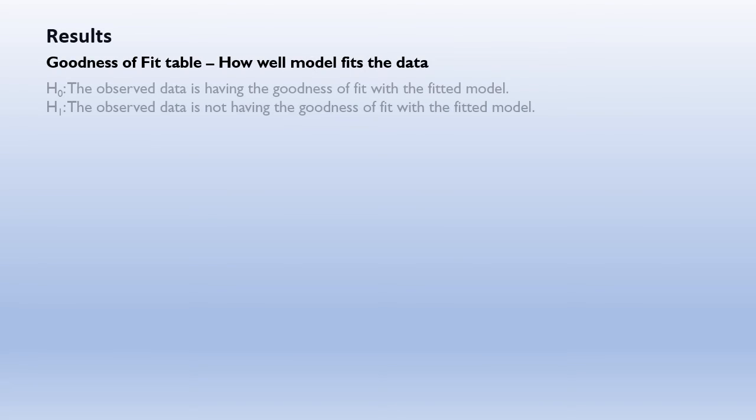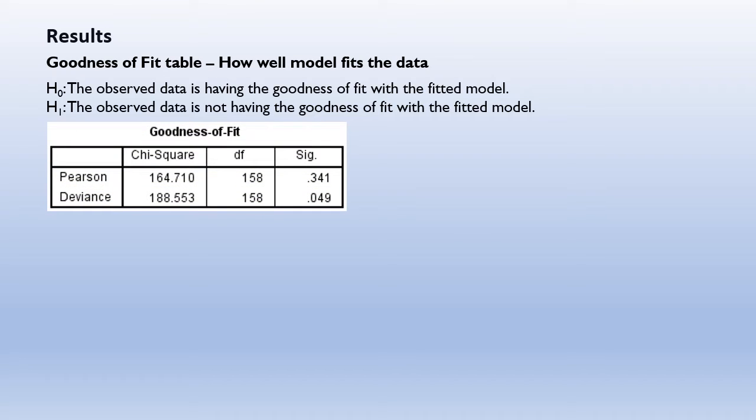Let's move on to the results part of the example. The first table is the goodness of fit table, which indicates how well the model fits the data. Since the p-value is less than 0.05, we reject H-naught, which indicates the observed data does not have a good fit with the fitted model.